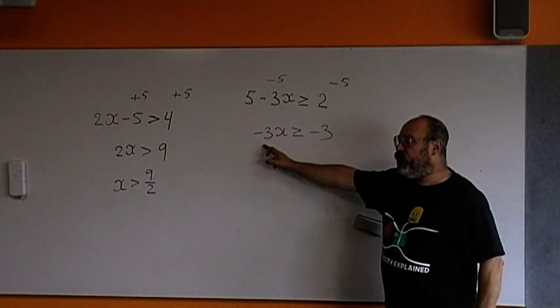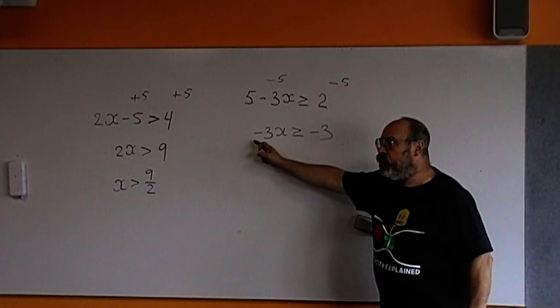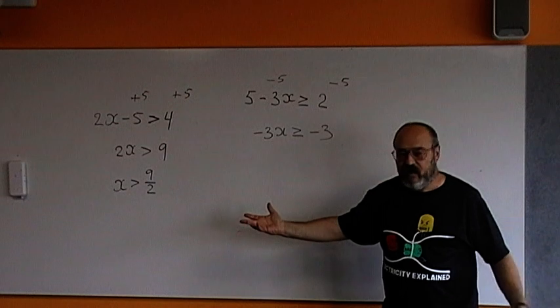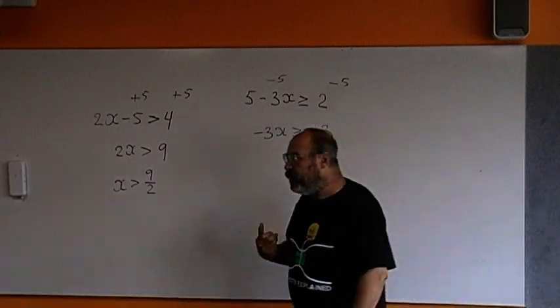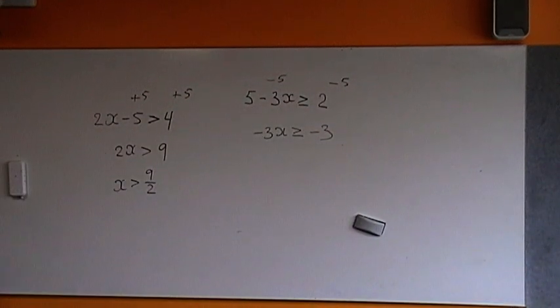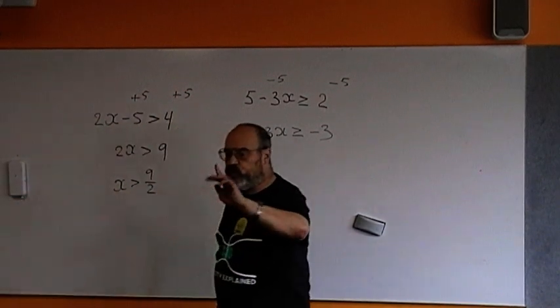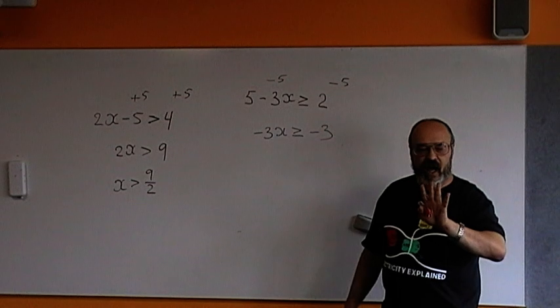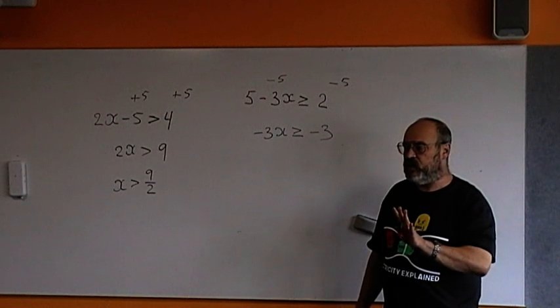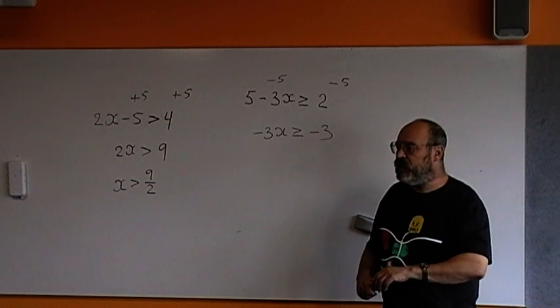We have negative 3x. What does the notation negative 3x mean? Negative 3 multiplied by x. We need to divide by negative 3. Here it equals 0, here it equals 1. And here is where the difference is.